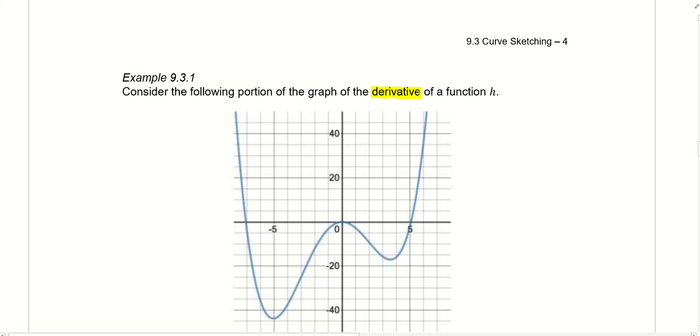So this is really important. This is not a graph of h. This is not a graph of f of h. This is a graph of f prime of h. So it's a graph of the derivative. And we don't know what h is. We don't even know what its derivative is. We just have a picture of the derivative here.